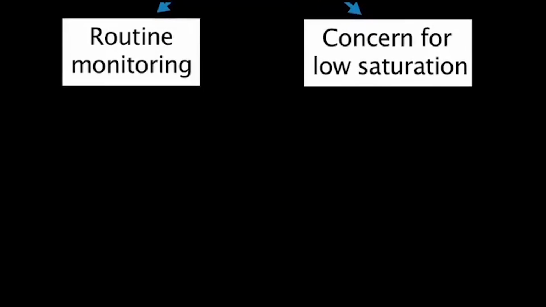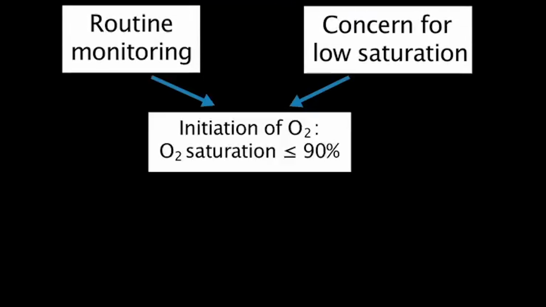In most hospitals, an oxygen saturation cutoff of 90% or less is considered an indication for oxygen therapy. And if you have a patient that has an oxygen saturation of less than 90% on pulse oximetry, your patient should be placed on oxygen.